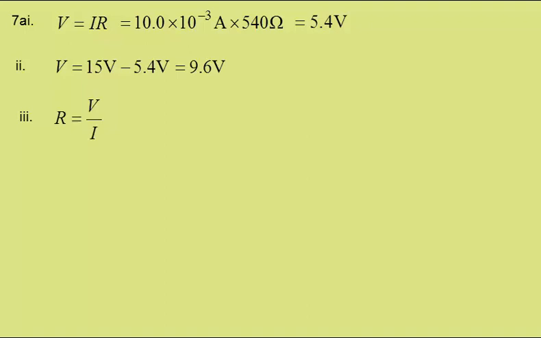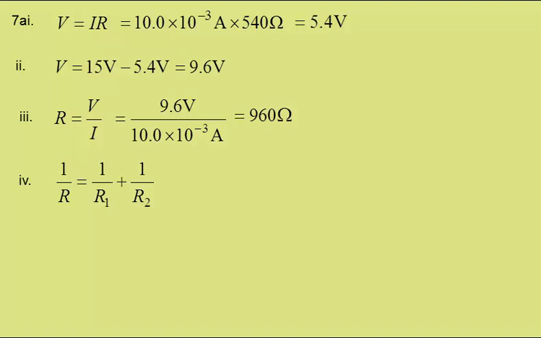Well, resistance is voltage over current, and we have 9.6 volts carrying a current of 10 milliamps, giving a resistance of 960 ohms. In part 4 we need to find the resistance of the thermistor. Well, for this we can use the resistors in parallel equation, where 1 over the total resistance of the combination is 1 over one of the resistors plus 1 over the other resistor.